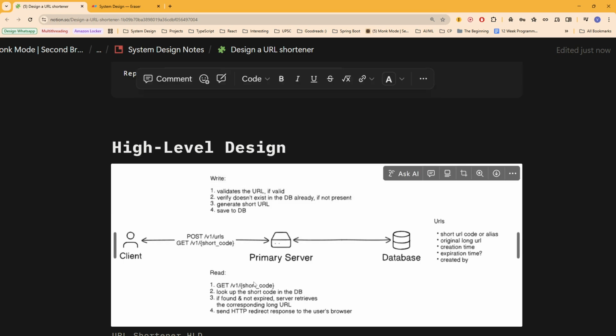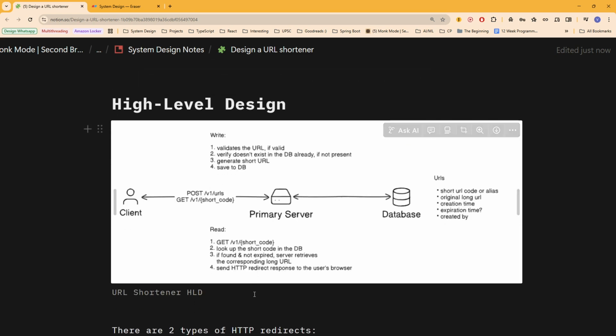Now let's talk about the real deal, the diagrams and stuff. So let's talk about the high level design. Here we have a very basic flow, and we will slowly expand this system. Right now we simply have a client, a server, and a database.